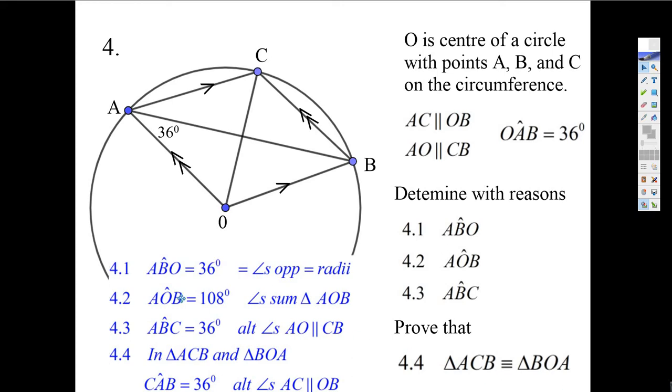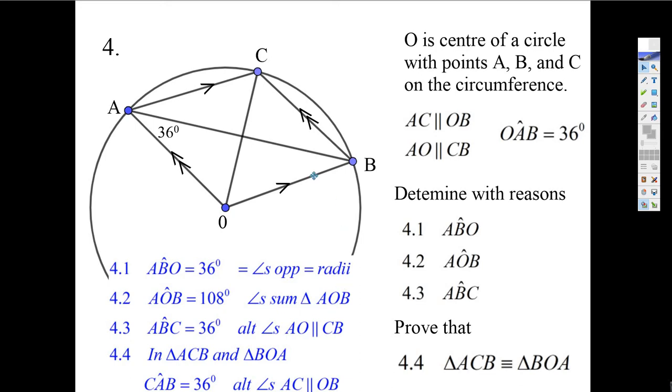And how do we figure out angle AOB? Well, that's the angles in a triangle. We just go 36 plus 36 is 72. 180 minus 72, there we go, 108 degrees. Angles sum in triangle AOB.